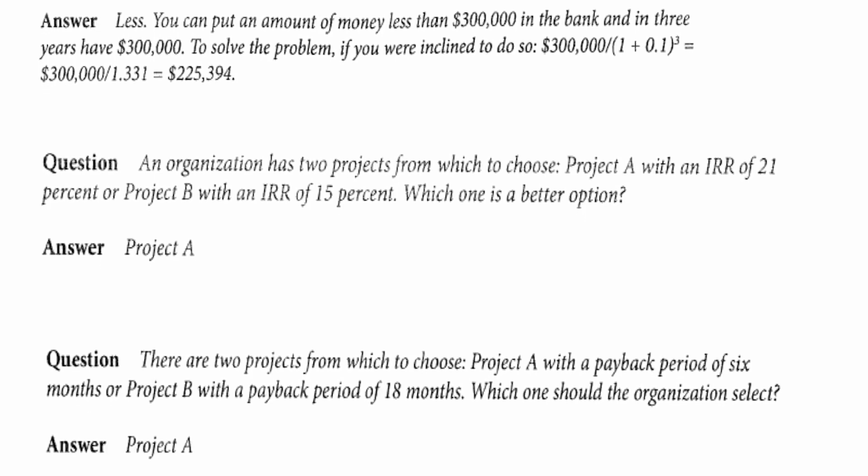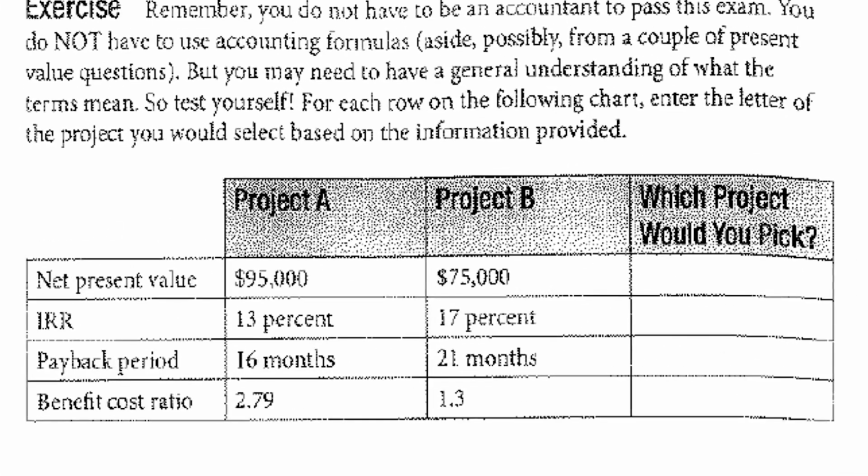Next question is, an organization has two projects from which to choose. Project A with internal rate of return 21%, project B with internal rate of return 15%. Which one is better to choose? Of course, you will choose project A because its internal rate of return is more than project B. Next question is, there are two projects from which to choose. Project A with payback period of 6 months and B with payback period 18 months. Which one will you choose? And the answer is of course very easy, project A.